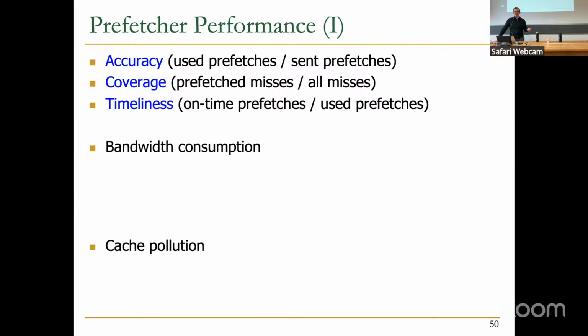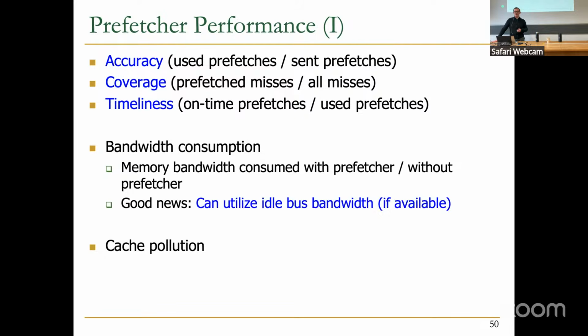There's also bandwidth consumption and cache pollution that are also metrics. Bandwidth consumption is memory bandwidth consumed with the prefetcher divided by memory bandwidth consumed without the prefetcher. So the good news is, even if you increase bandwidth consumption, this may not be bad for performance because you may be utilizing idle bus bandwidth that no one is going to use. Good luck finding that these days. It's not easy because memory bandwidth is one of the major bottlenecks that we have in many applications and many systems today, but it's possible.